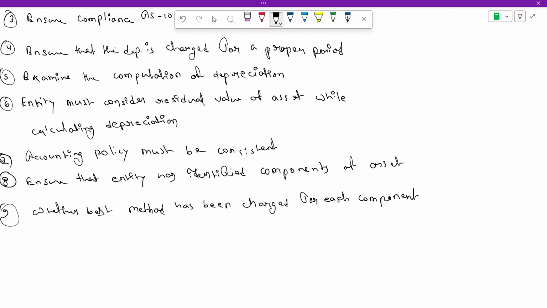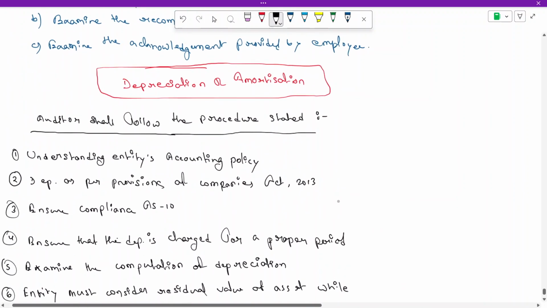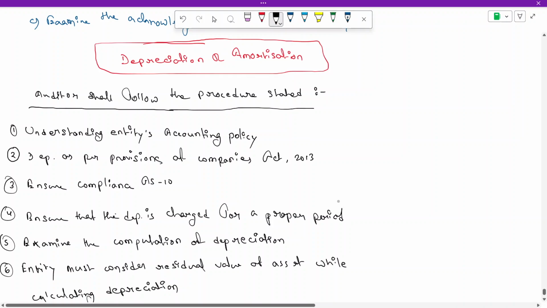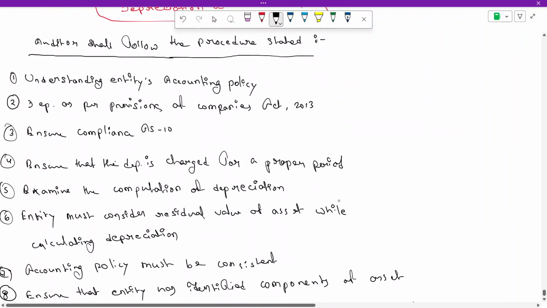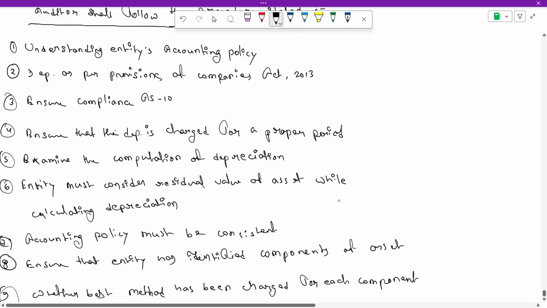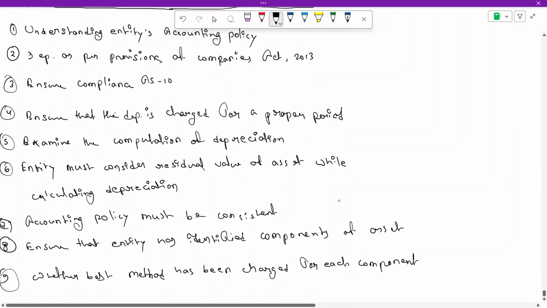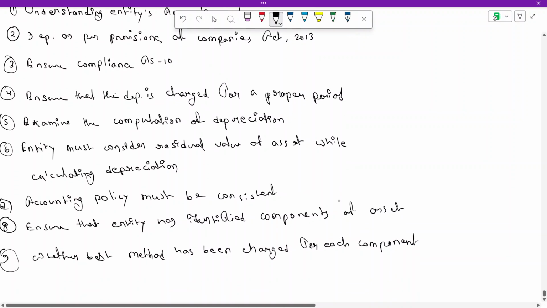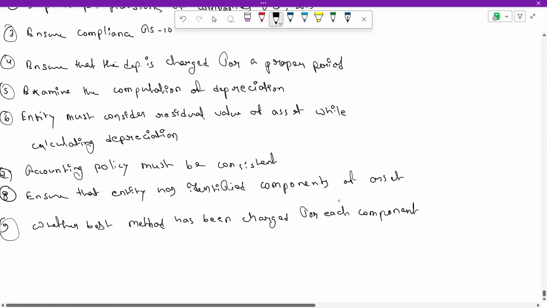Now, let's recap the depreciation part. Depreciation and amortization part: auditors shall follow the procedure stated, understanding the entity's accounting policy. Depreciation should be as per provision of Companies Act. Ensure compliance of AS10. Ensure that depreciation is charged for a proper period. Examine the computation of depreciation and entity must consider residual value, matlab scrap value of asset while calculating depreciation. Accounting policy must be consistent.